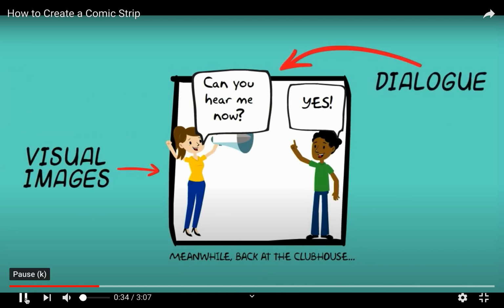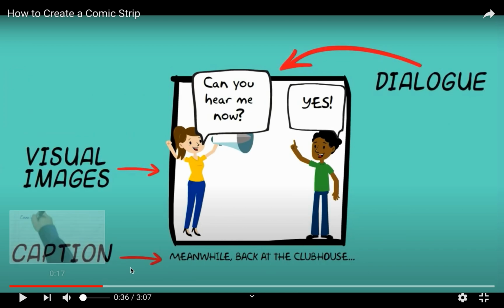I'm going to turn the volume down so we can look at our three parts here. We have our dialogue. This shows up in the speech bubbles. If we were writing it in a story, we would use quotation marks and make this direct speech. But in speech bubbles, we don't need quotation marks. Our visual images, these are our pictures, and our captions. This is the information it gives under the picture that relates to it.